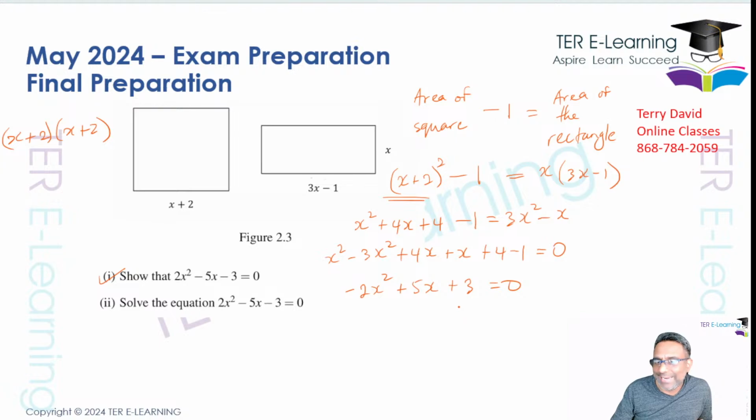Now my answer kind of starting to look like it, but in their answer we have 2x squared, so let's multiply everything by -1. So you're going to get 2x squared minus 5x minus 3 is equal to 0, right? So therefore I have proven what they asked me to prove. So we can be given a worded problem and come up with an equation, right? All right, so that is part 1.